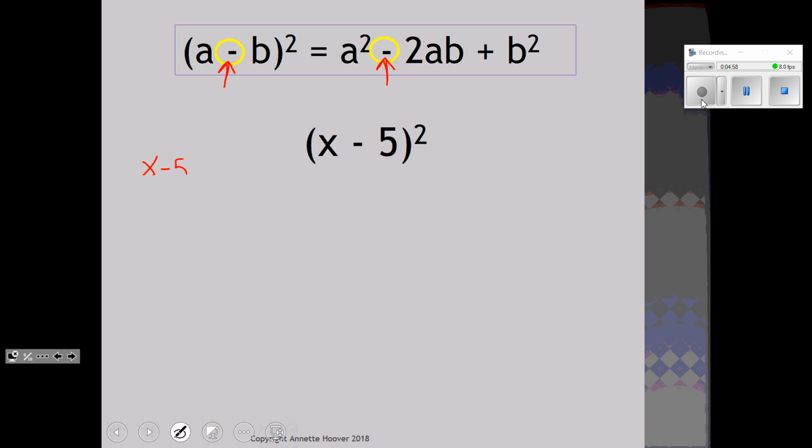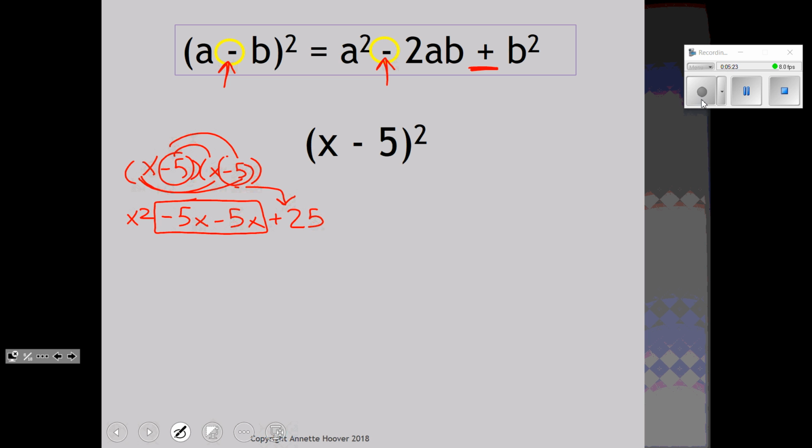If we are using the distributive property and do it the long way, and we multiply x times x, that's x squared. x times negative 5 is a negative 5x. Negative 5x in the center there. And negative 5 times negative 5 is a positive 25. So notice here we're multiplying two negatives and we get a positive. So we're going to have a positive sign right here. But in the center, you're adding together two negative terms. And when we add two negative terms, you get a negative.